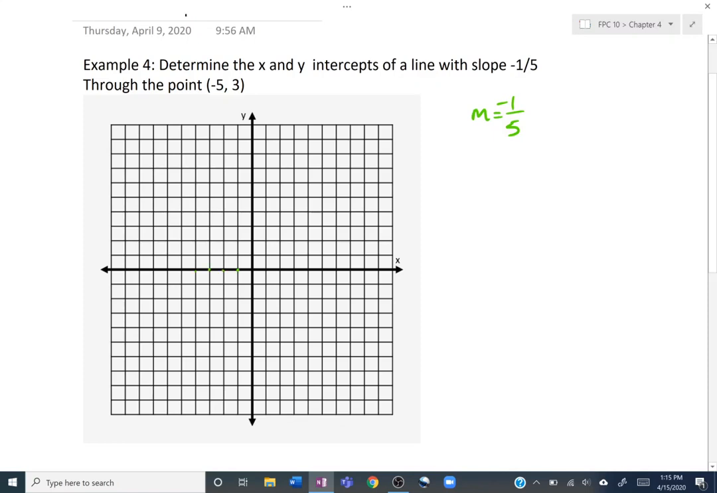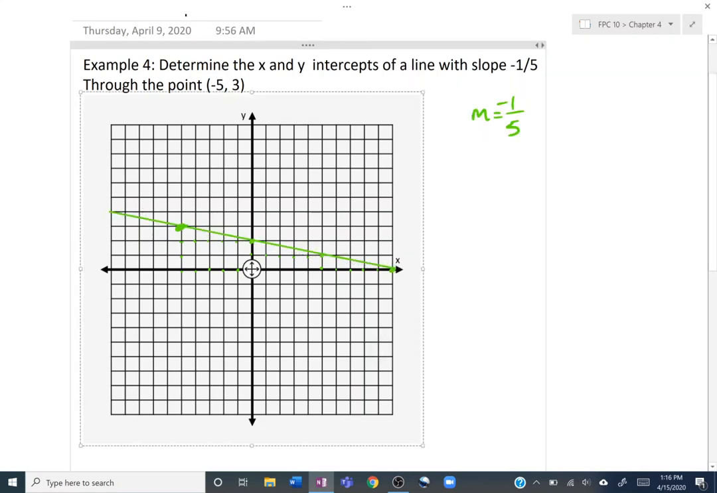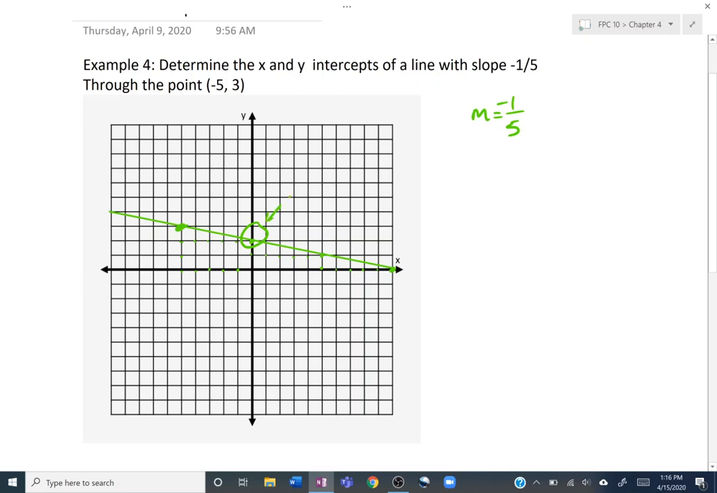So I can find the point -5, 3. 1, 2, 3, 4, 5. And then up 3. 1, 2, 3. So there's my point -5, 3. Now my slope is -1/5. So I go down 1 over 5, down 1 over 5, and I'm going to do one more, down 1 over 5. And then I can get my handy dandy ruler out and I can connect my dots again. Cool. And I can see quite clearly that this is my y-intercept, and this is my x-intercept.